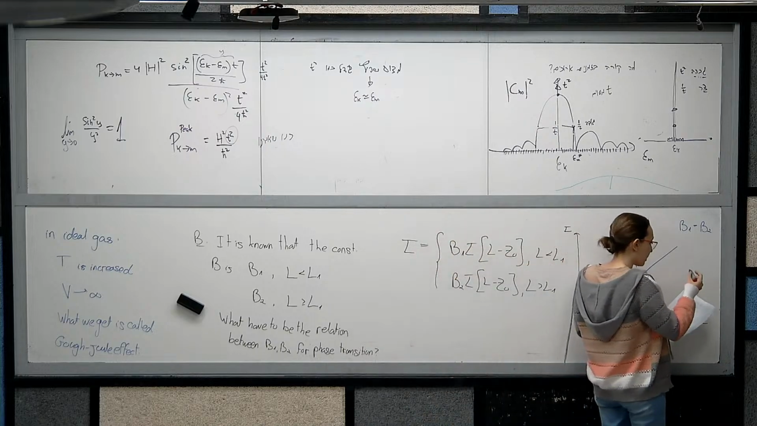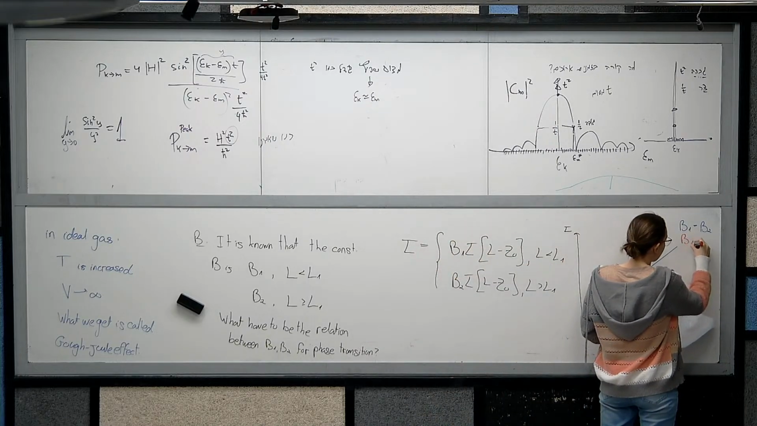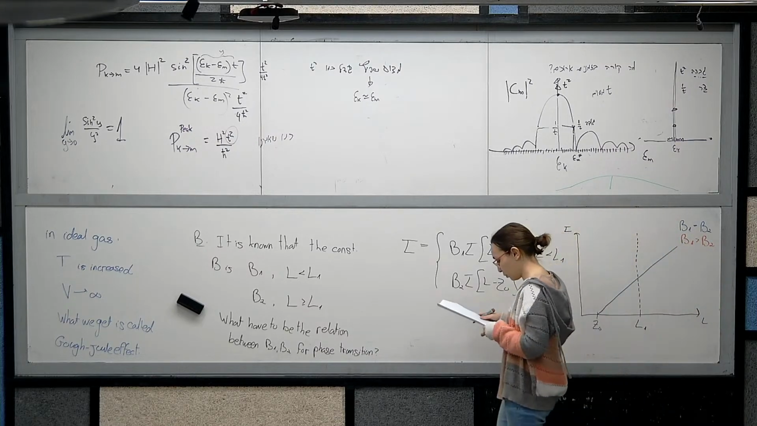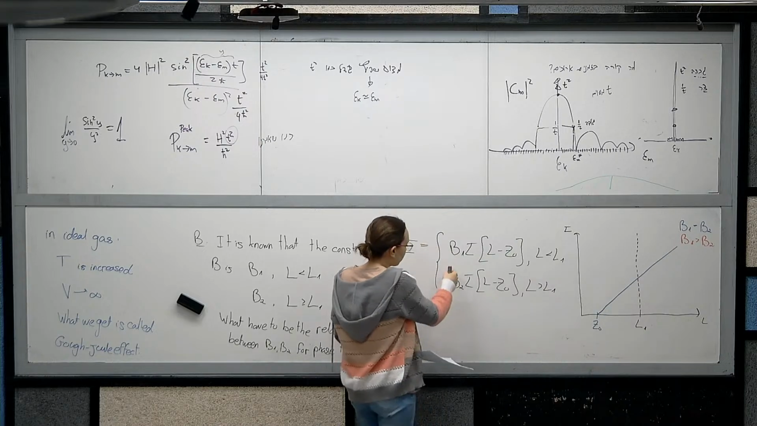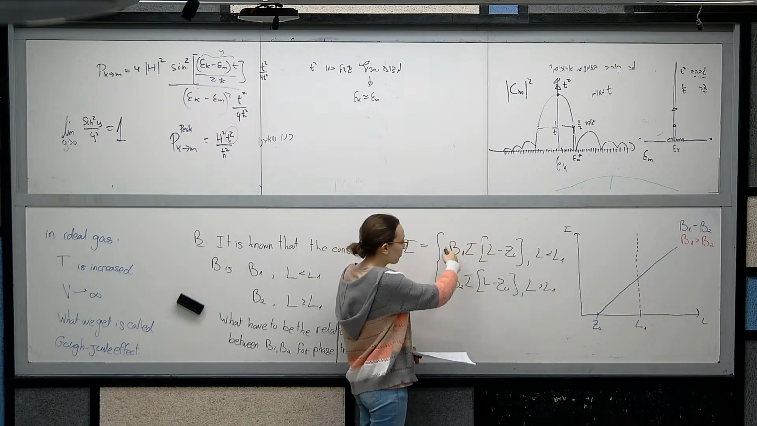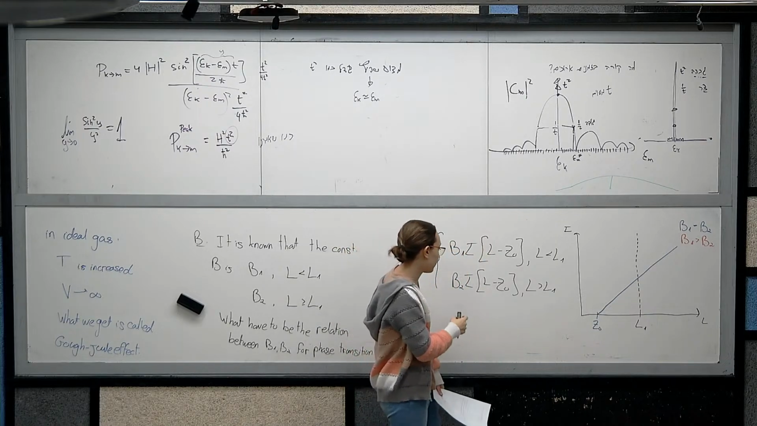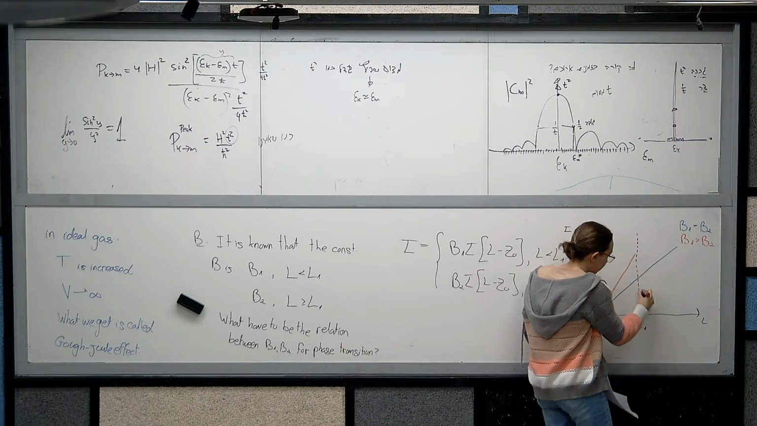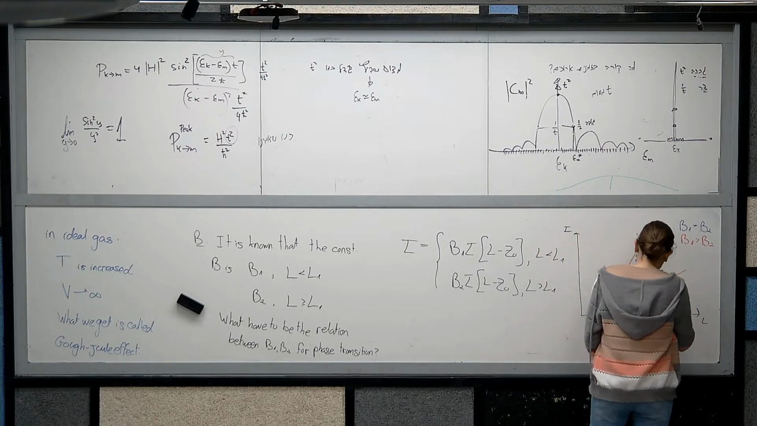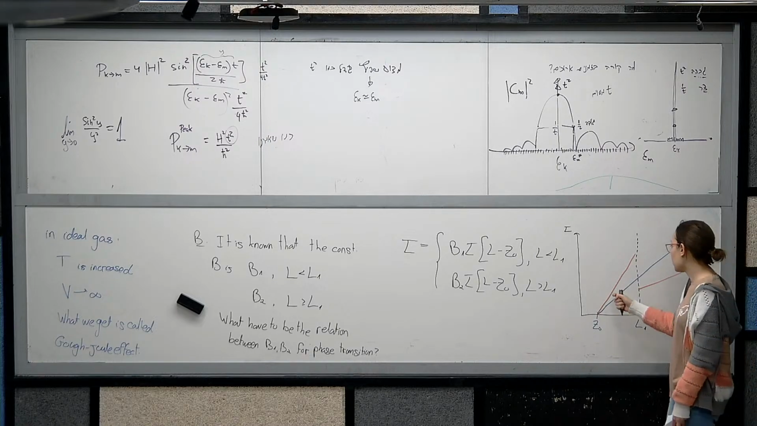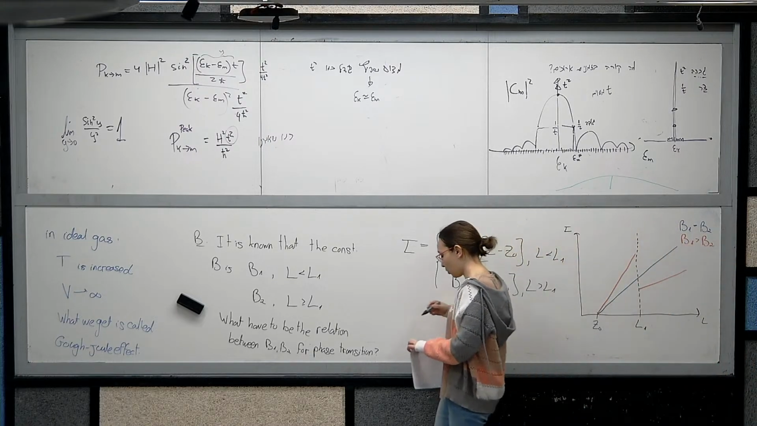Let's go to the case where B1 is bigger than B2. So when B1 is bigger than B2, the slope of the first part of the graph will be sharper than the second one, so we will get something like this. A big slope and then a smaller slope.